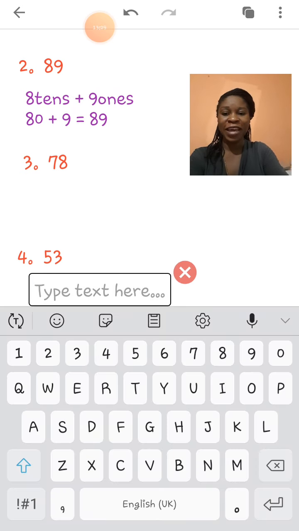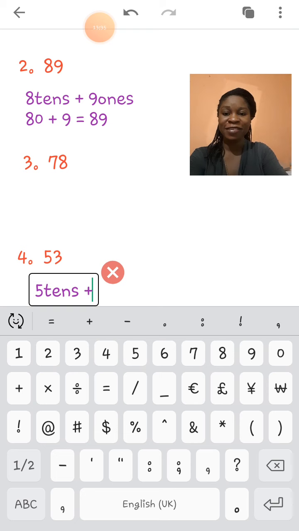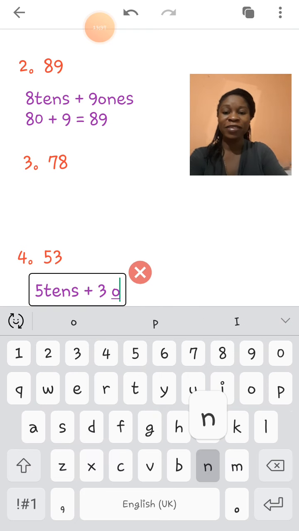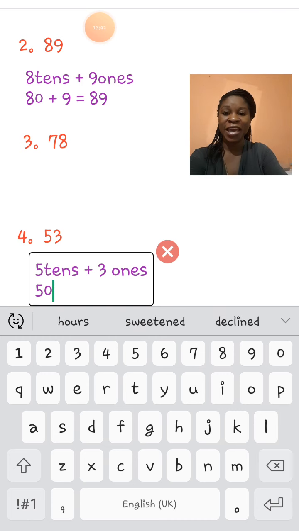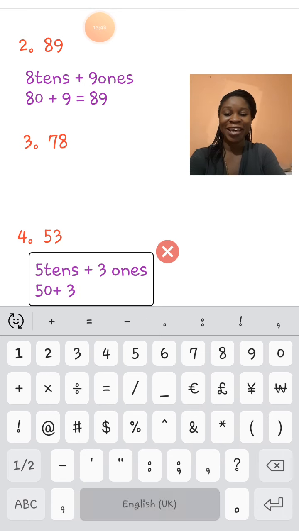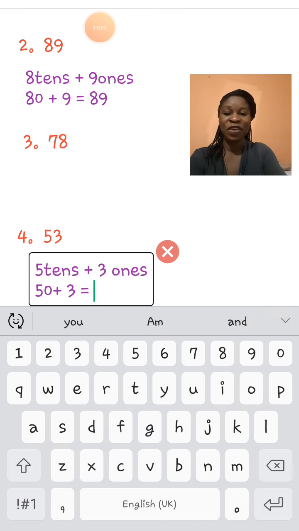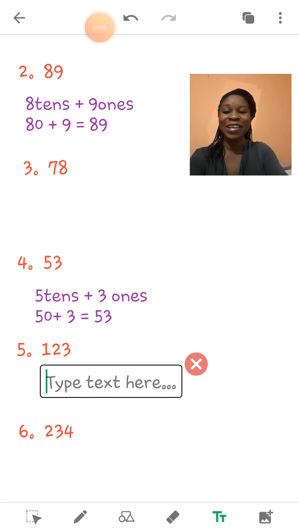Now number 3 says 53. So we have 5 tens plus 3 ones. 5 tens will give us 50, that is 5, and tens having a 0, plus 3, and that will give us 53. Easy. Now let's move to number 4.